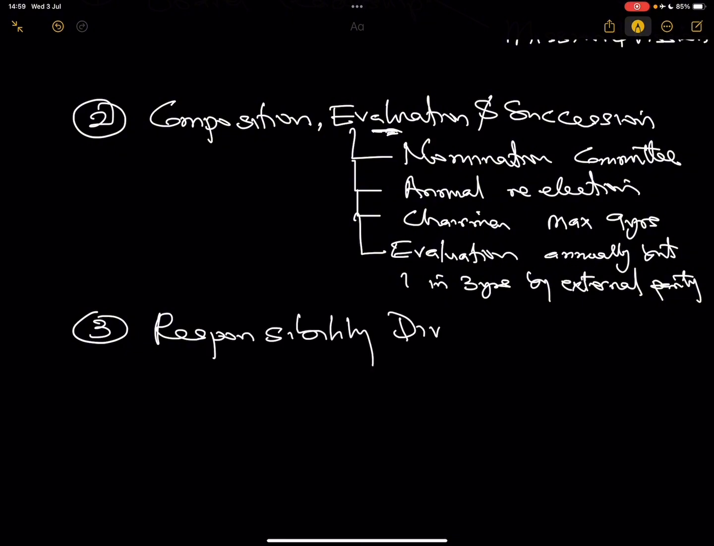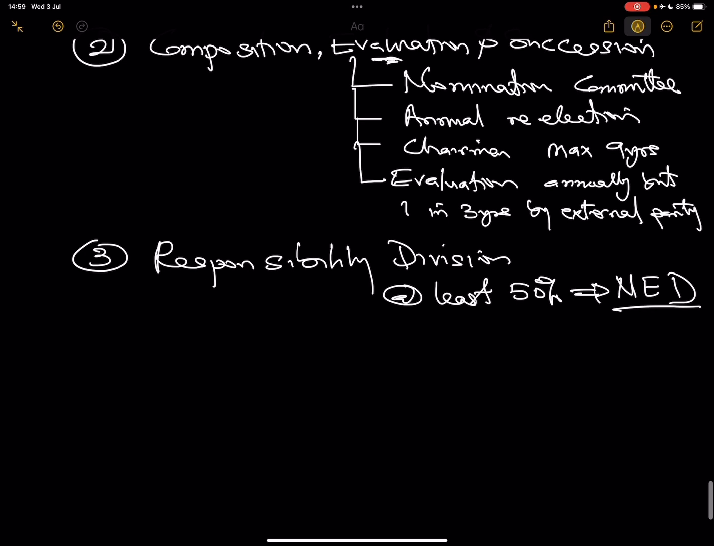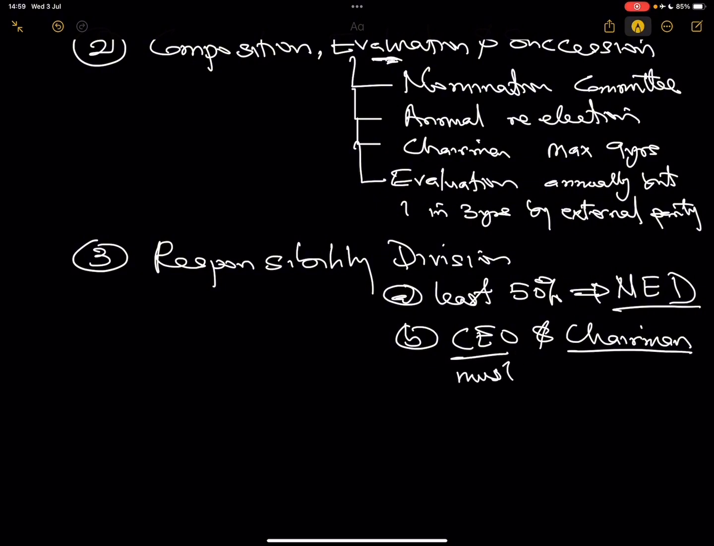Responsibility division. And what does this mean? This is just talking about the fact that we should have at least 50% of directors, which must be non-executive directors, because these non-executive directors are independent and very experienced people. And likewise, the roles of CEO and chairman must be separated. So no one person must be CEO and chairman. CEO and chairman must be different people.